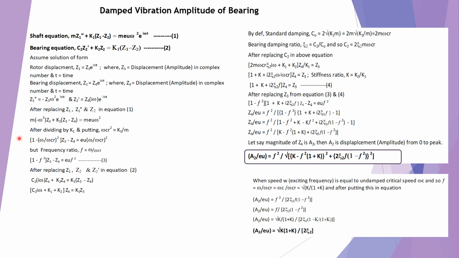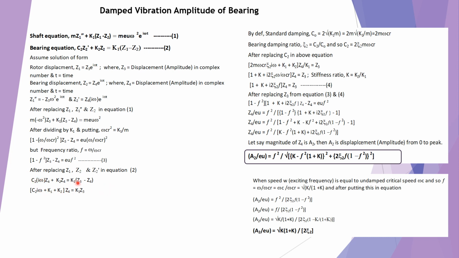After replacing Z1 double differentiation and Z2 in equation number 1, we can write m into minus omega square into Z3 plus K1 into (Z3 minus Z4) is equal to m into e_u into omega square. After dividing by K1 and putting omega square is equal to K1 upon m, on simplification we can directly write (1 minus f square) into (Z3 minus Z4) is equal to e_u f square. This is equation number 3.